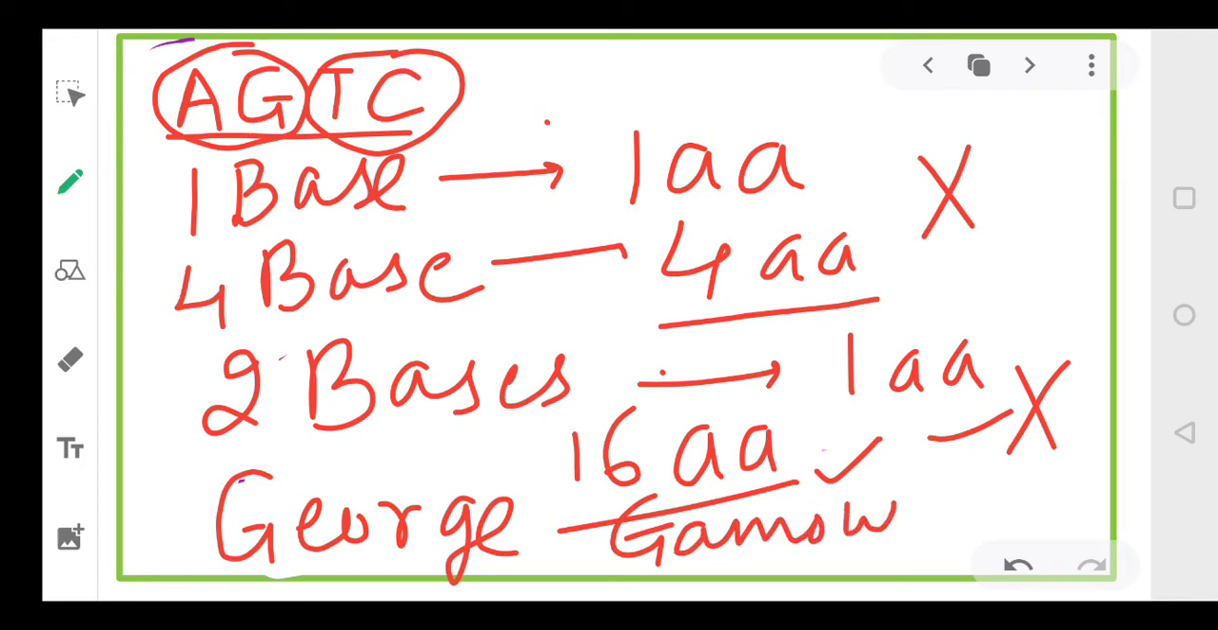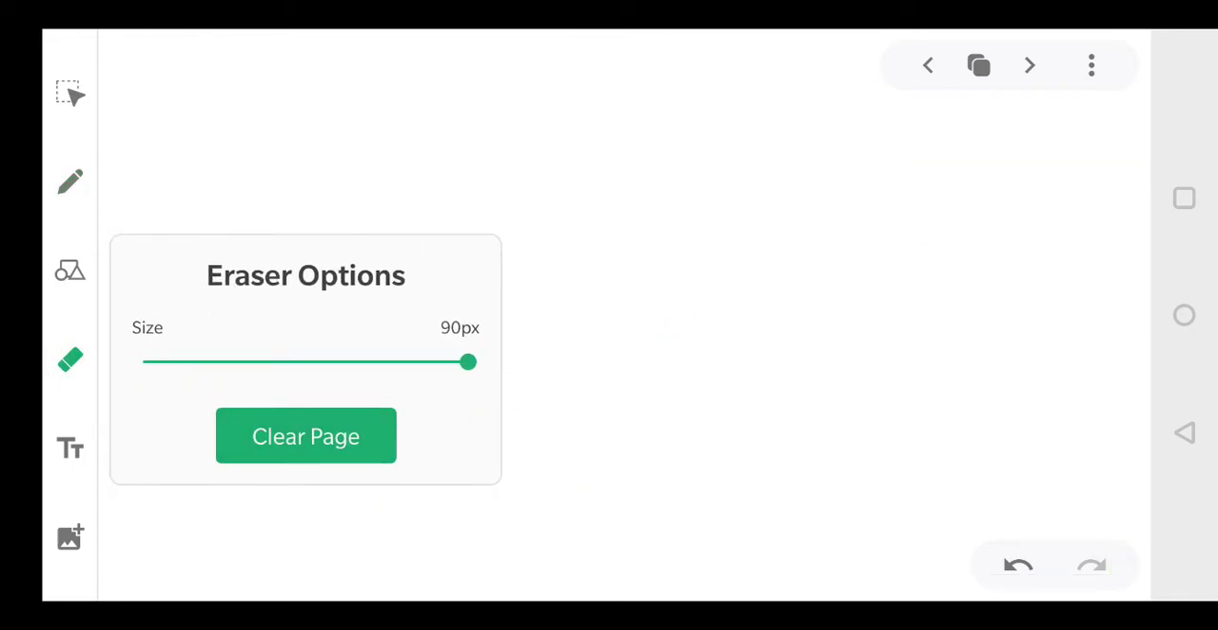He argued, George Gamow, understood? He argued that 3 bases will code for one amino acid. I hope you've understood. Let's see how 3 bases can code for an amino acid. Let's go by his concept.